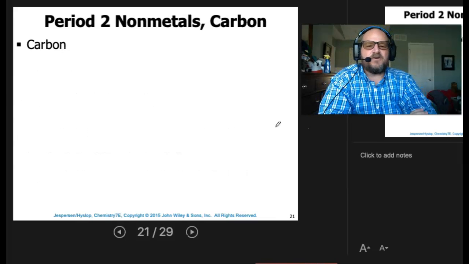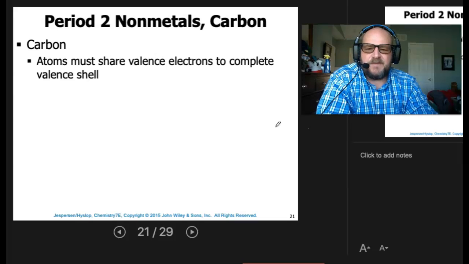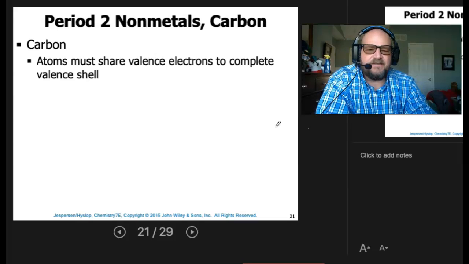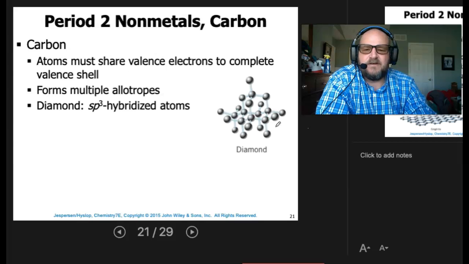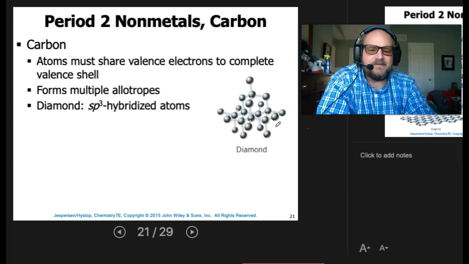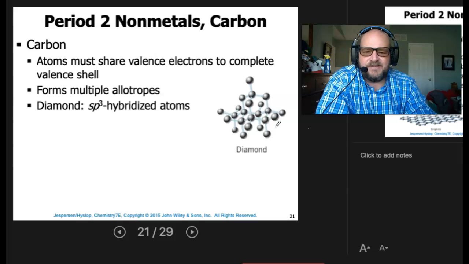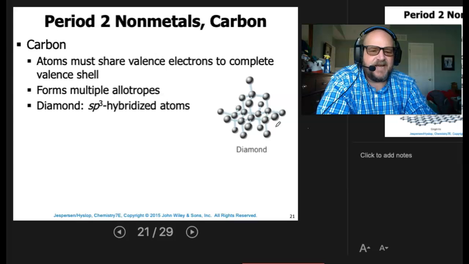So another allotrope would be carbon. Atoms must share valence electrons to complete the valence shell. We can form multiple allotropes. The number one is diamond, right? This is the most stable. This is the sp3 hybridized atoms.